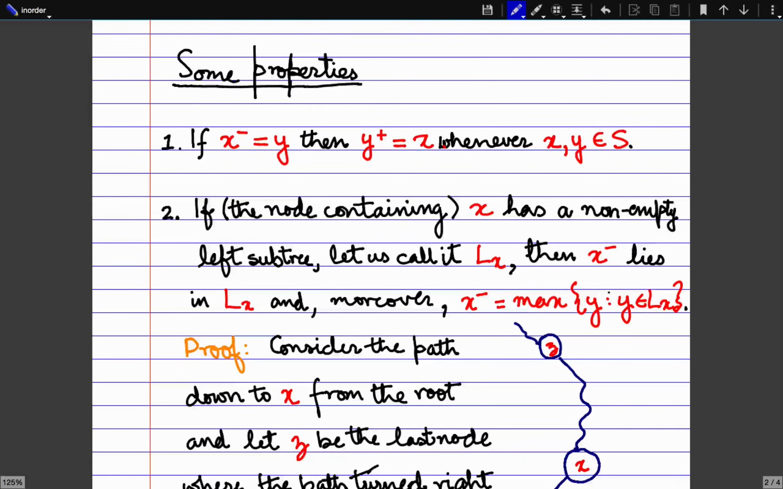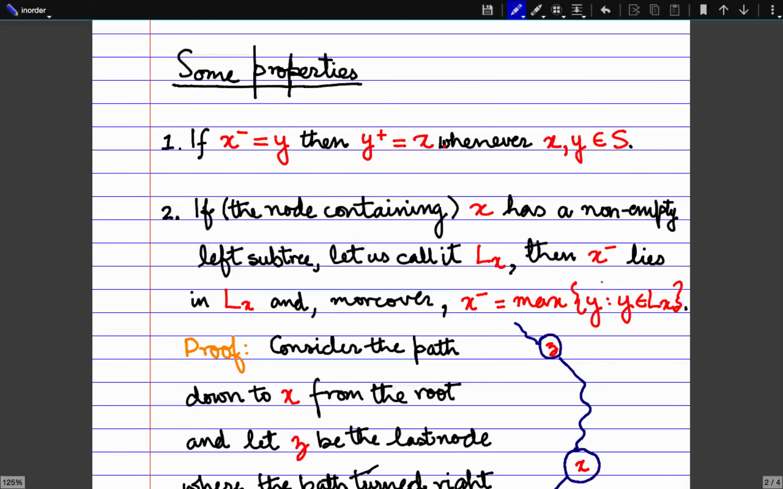So the first property is somewhat obvious. If x minus is equal to y, then y plus is equal to x whenever x and y are in S. This is fairly obvious, since if y just precedes x, then x just succeeds y in the in-order traversal. Right. Now we come to a somewhat more complex and subtle property, which is very relevant to what we want to talk about. The property goes something like this.